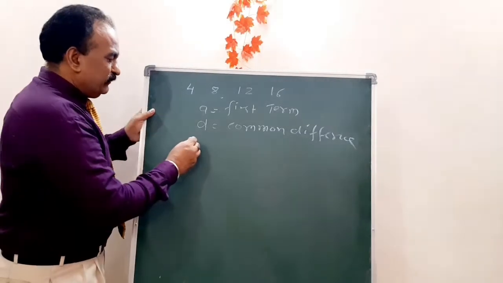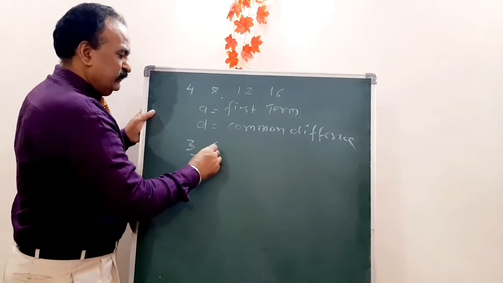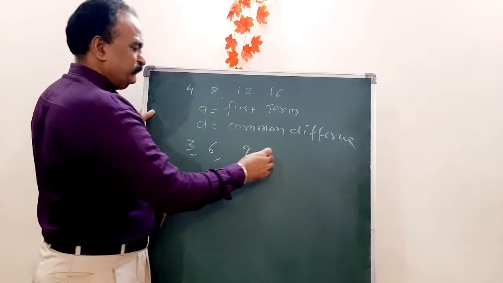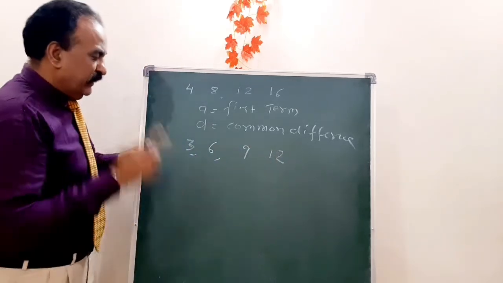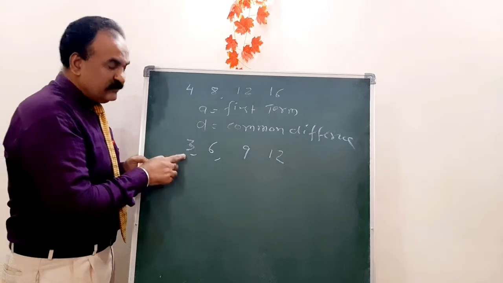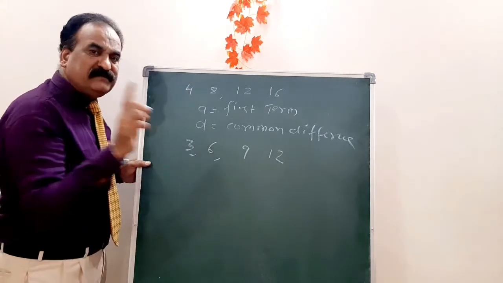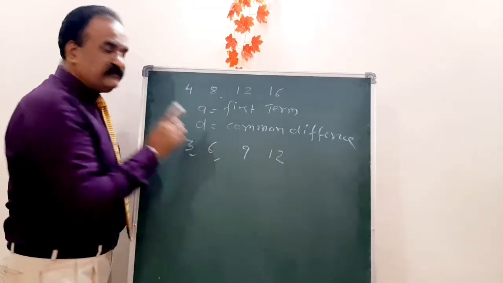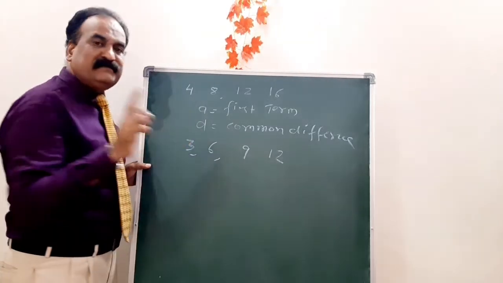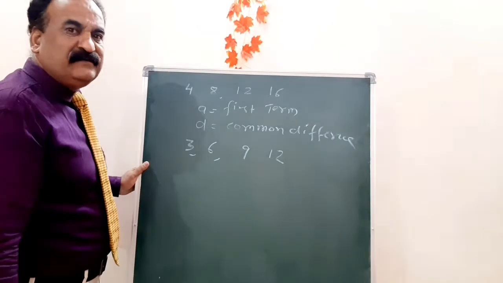If I am writing here 3, 6, 9, 12, what is your first term? Your first term is 3. And what is your common difference? 6 minus 3 is 3, 9 minus 6 is 3, 12 minus 9 is 3. It means the common difference is 3.